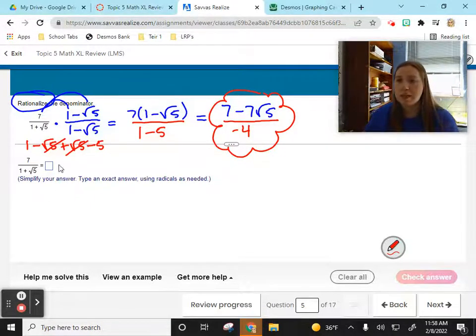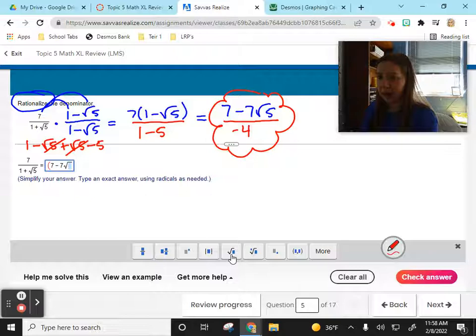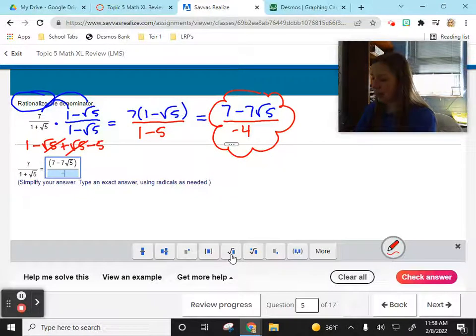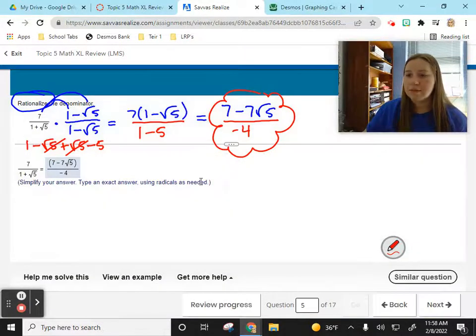And that's what I'm going to type into my answer box. 7 minus 7 radical 5 divided by negative 4. And I just put parentheses around the top because I forgot to put the fraction button in first.